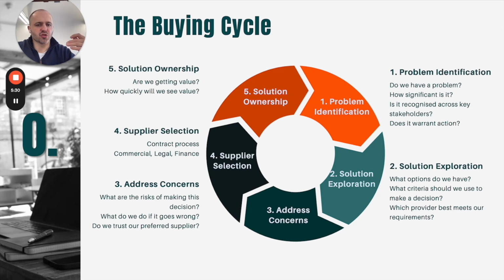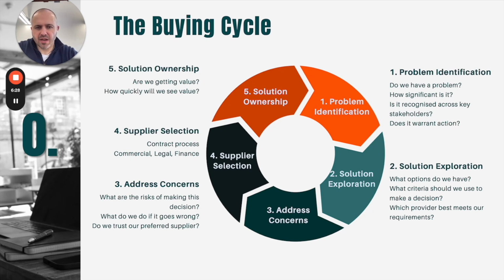Stage two is about exploring the solutions, exploring what options we have to solve this. What options do we have internally? What options are there in the market? What criteria should we be using to make that decision? And which provider best meets those criteria that we decided upon? So that's stage two. The third stage is about addressing concerns. What risks are there that we're taking by making this decision? What happens if the solution doesn't work? What happens if there's an issue along the way? Do we trust the preferred supplier? Is there that level of trust, that level of relationship there that gives us confidence?